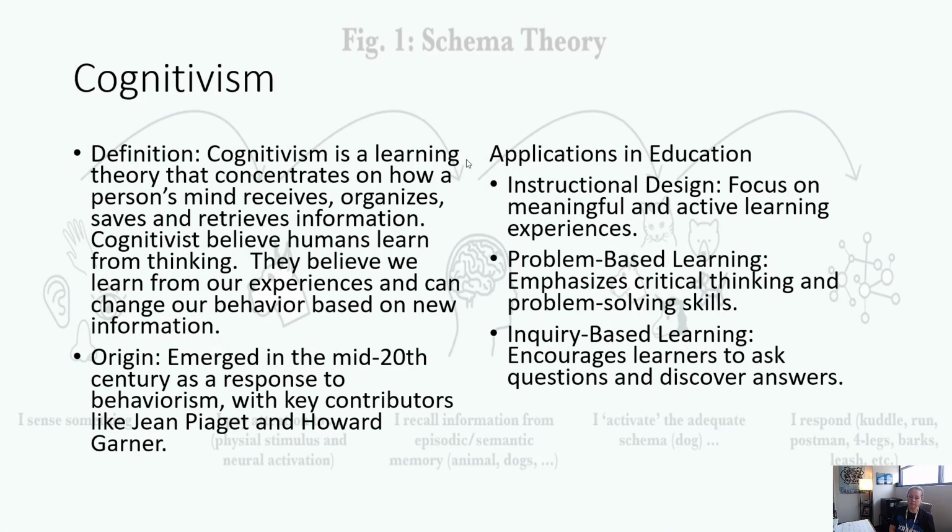Now, cognitivism in the early 1900s went on to say, hey, we are more than just a response to an external stimuli. Cognitivism went on to say, our brains can retrieve information, organize information, and save information. So cognitivism really deals with the connections that our brains make, how we can learn from our experiences, and then change behavior based upon new information that we're given.